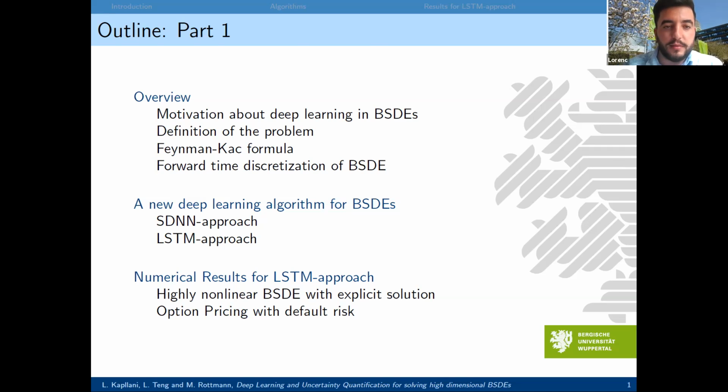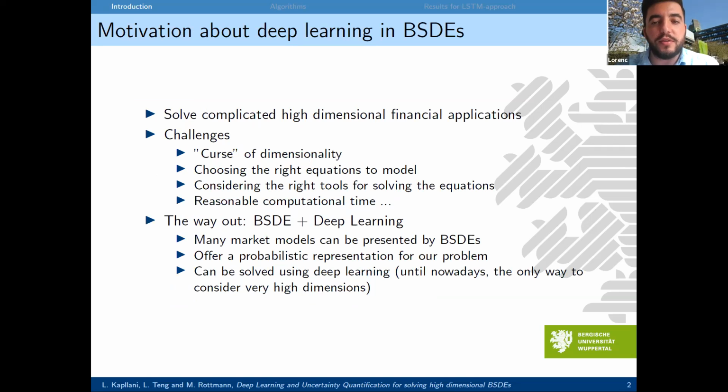Okay, so now about the motivation. The main motivation is that we want to solve very high-dimensional problems, especially with applications in finance. However, we are faced with a lot of challenges, and the biggest one is the curse of dimensionality. So now we need to think about which would be the right equations to model this kind of problem, and which would be the right tools for solving these equations. And the most important, of course, is to get the results in a very reasonable computation time.